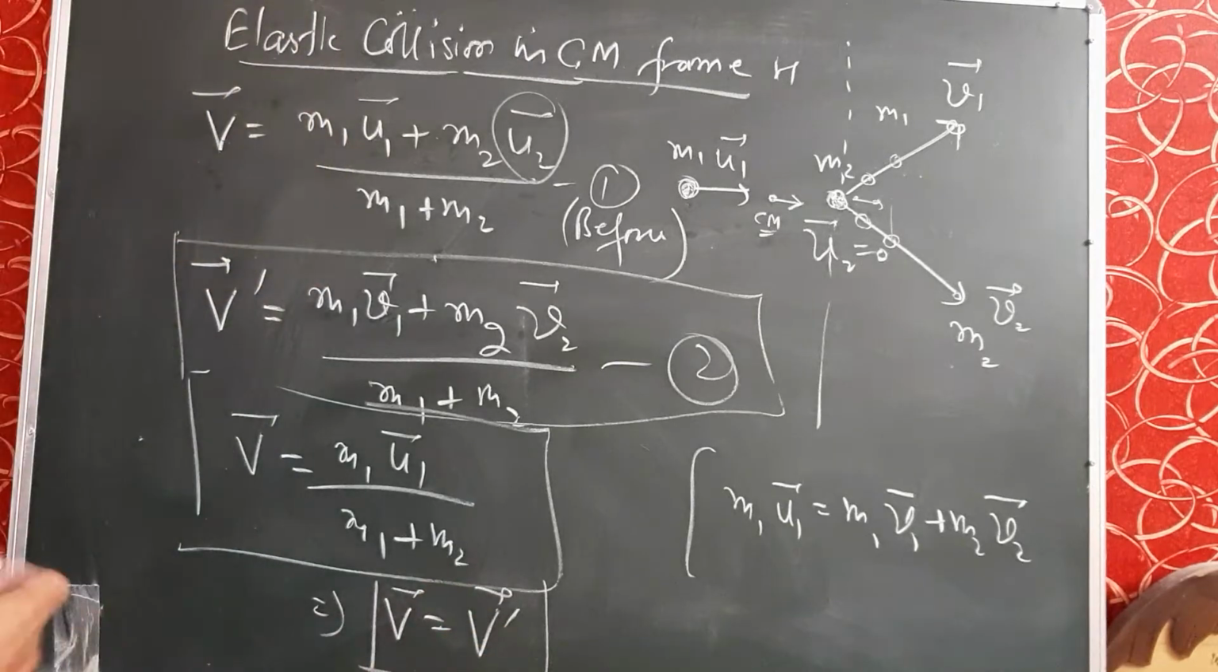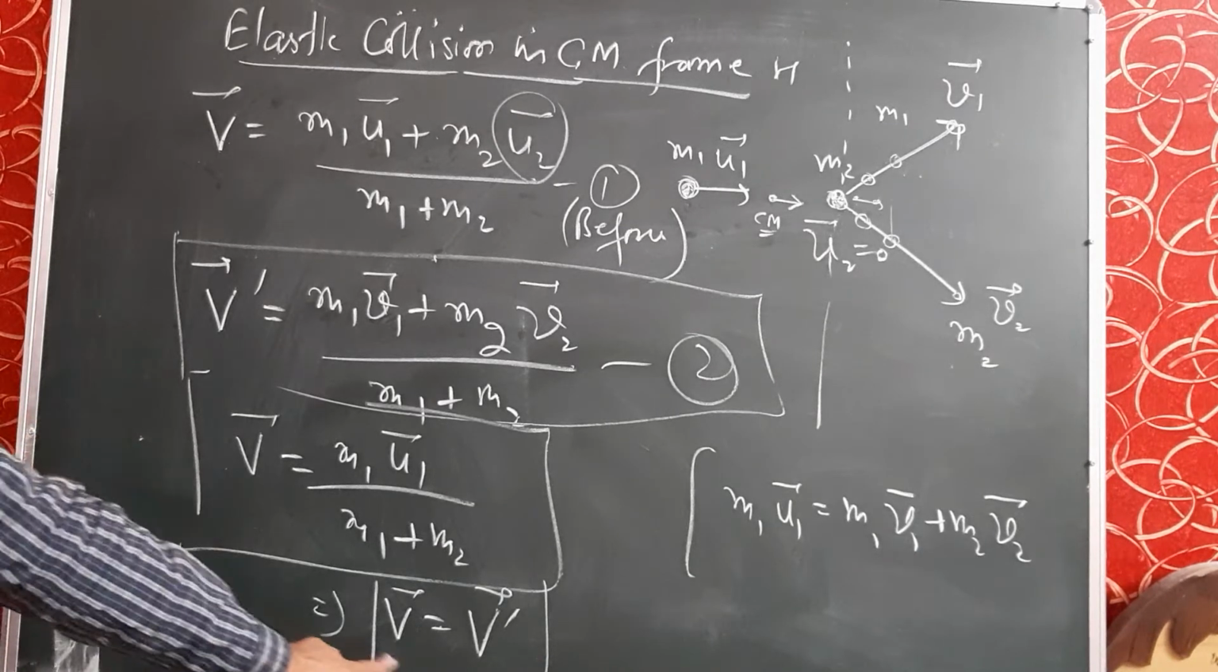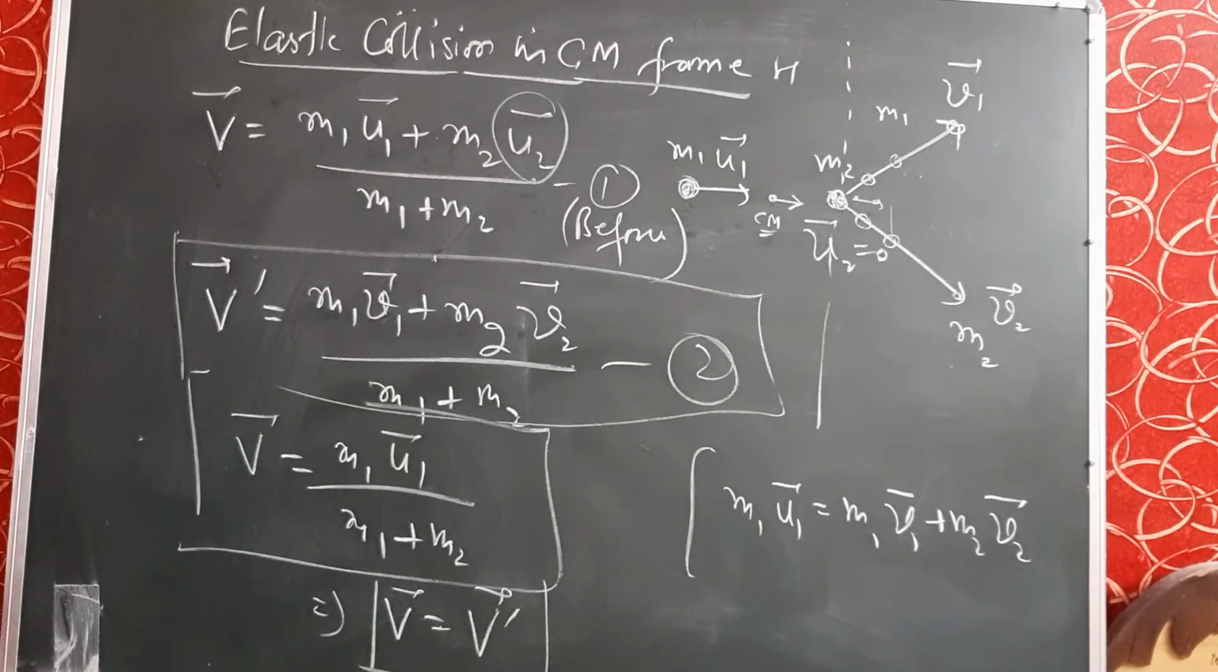So it is very much clear that the center of mass is always moving with constant velocity, and hence it is also proved from this formula that the velocity of center of mass before collision is equal to the velocity of center of mass after collision. So this is the expression for velocity of center of mass, but our aim is to discuss elastic collision. So before discussing elastic collision, we have to discuss this velocity of center of mass.